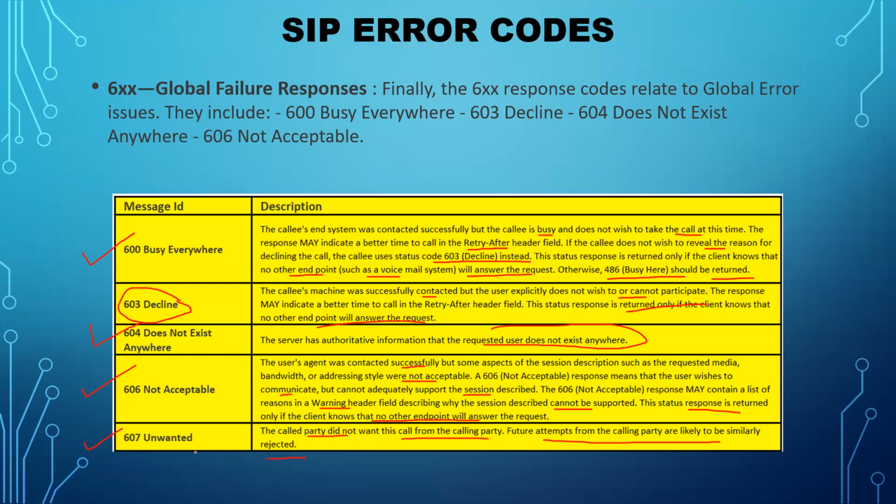So I hope these 1xx to 6xx messages are clear to you. I will try to debug SIP messages with the help of this command. I will check the messages and troubleshoot a call, and let you know how to troubleshoot it, what the message header fields are. I will try to make one video on that as well. But I hope this video and all these messages are clear to you.